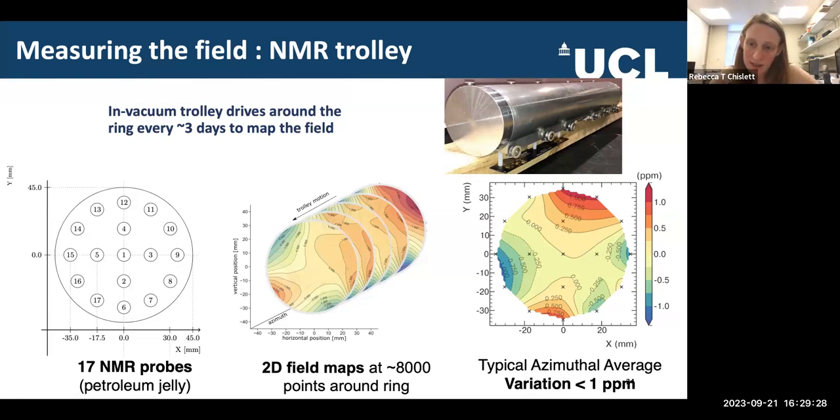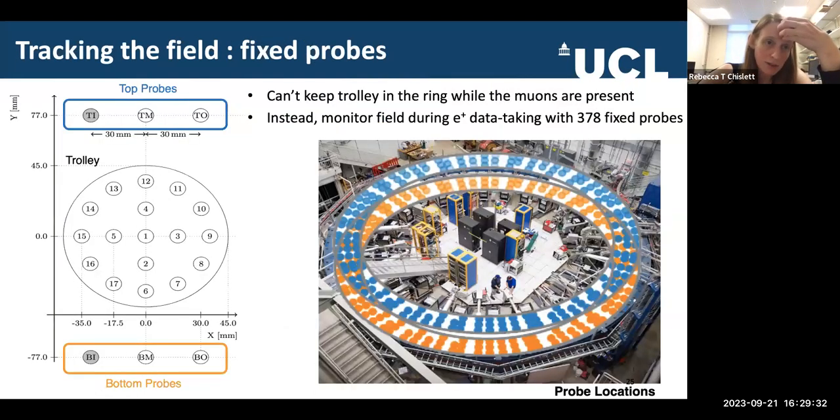So it's a very precisely calibrated magnetic field. Obviously, while the muons are in there, we can't use the trolley to measure it. So we do want to track the field over that. And for that, we have these fixed probes that are at the top and bottom of the storage region.